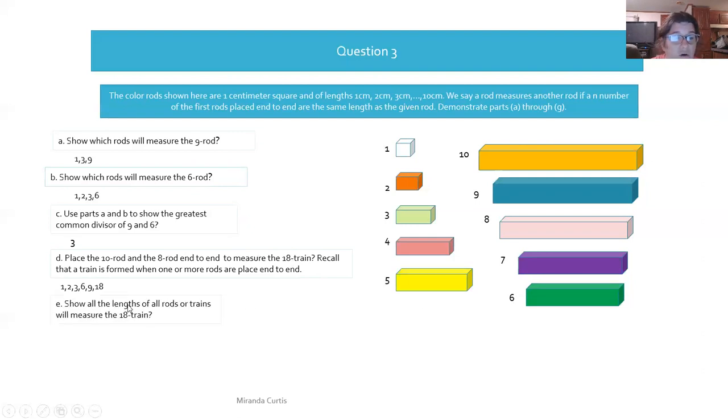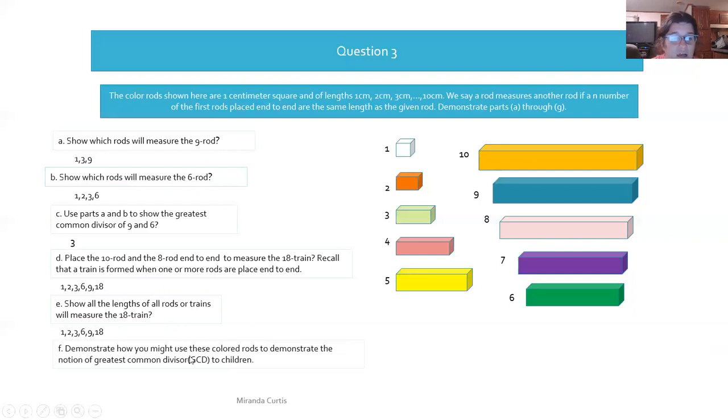Okay, it says, show all the lengths of the rods of the trains that will measure the 18. Look, guys, you have the answer right there. All you have to do is put them down here, because you already did side to side.